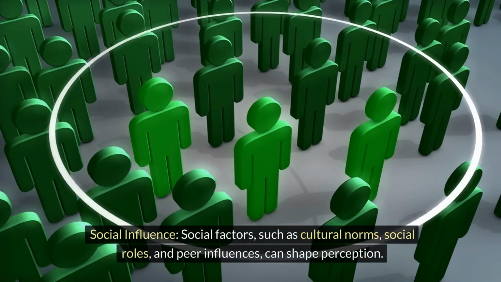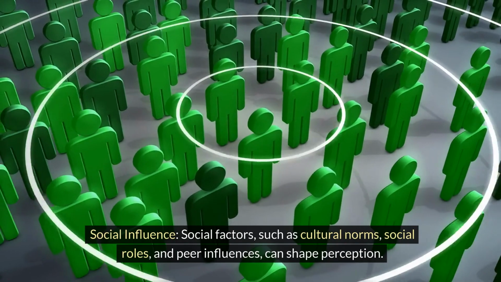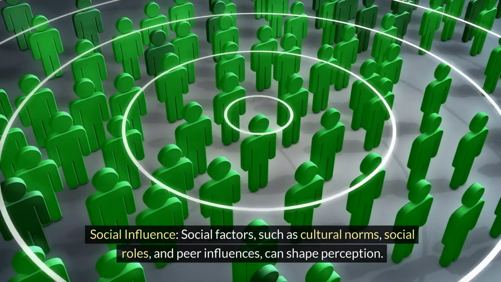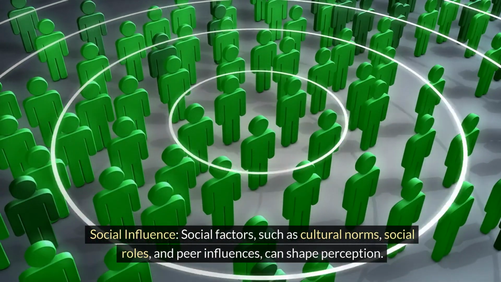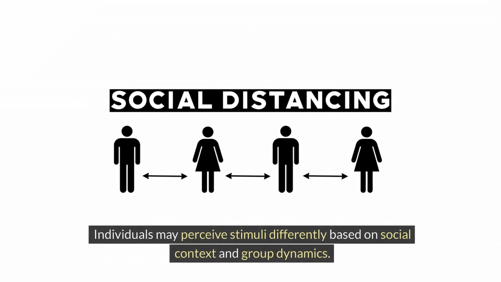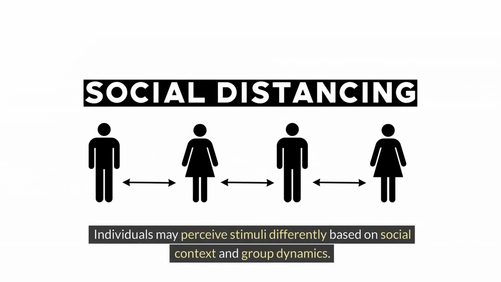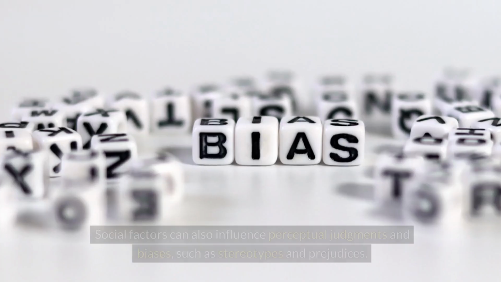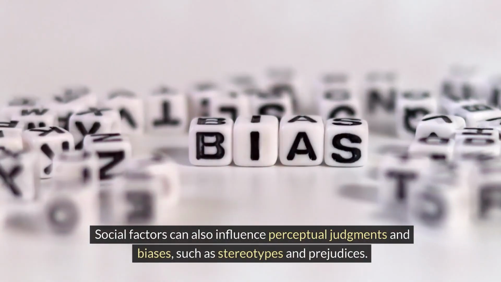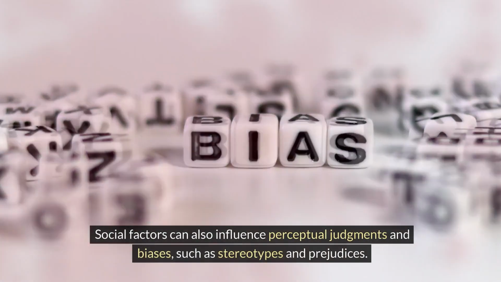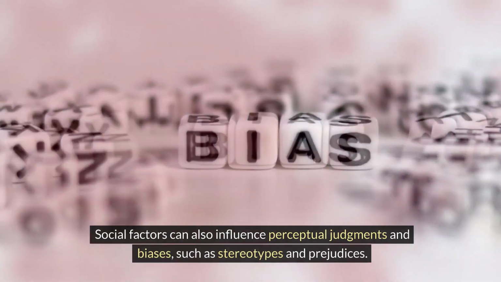Social influence. Social factors, such as cultural norms, social roles, and peer influences, can shape perception. Individuals may perceive stimuli differently based on social context and group dynamics. Social factors can also influence perceptual judgments and biases, such as stereotypes and prejudices.